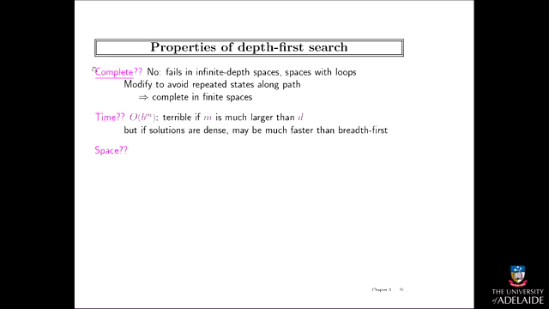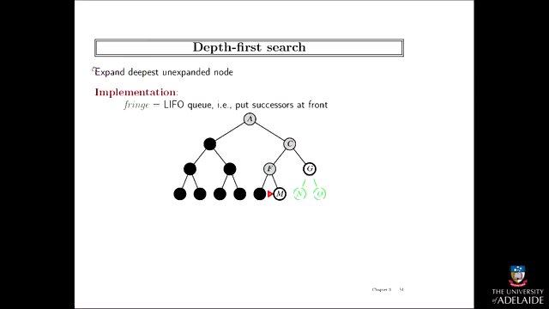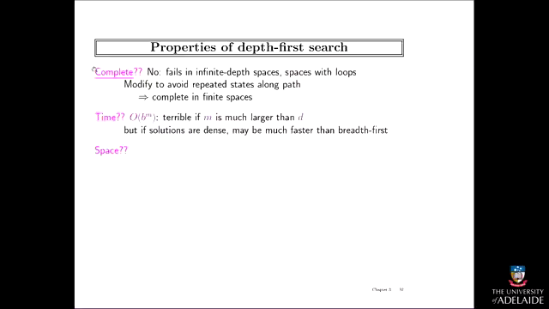So the time complexity is terrible if the maximum depth is much larger than the actual depth. The reason is, if we go back to the tree here, suppose the solution were at C, we would have explored all of this part of the tree, down to, well, it could be very, very deep, before we actually get to the solution C. So we have to be careful about that. However, if we get lucky, we could be much faster than breadth-first search.